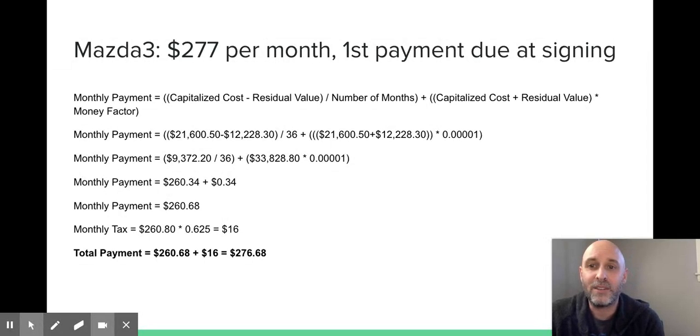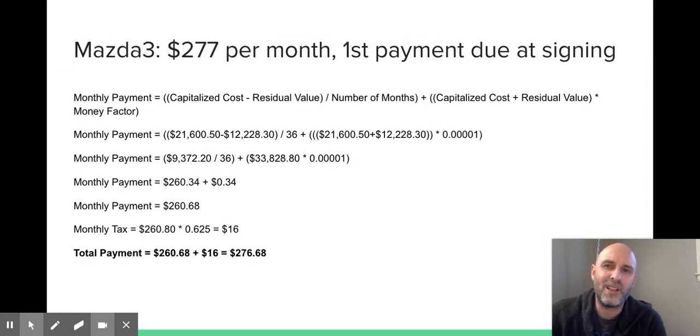The first part is $9,372 divided by 36. That comes out to $260.34. That's our depreciation charge. The finance charge, the other half of that, comes out to 34 cents. Again, this is basically 0% interest on this particular Mazda. So our monthly payment comes out to $260.68. And how we calculate tax in Massachusetts is take 6.25% of that, which is another $16. Add it up, $276.68.